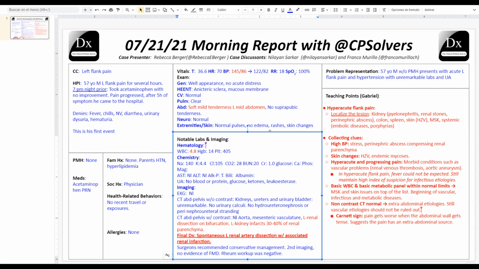One test that could help us is the Carnett sign, which means the pain gets worse when the abdominal wall gets tense, and this suggests the pain has an extra-abdominal source. At the end of the case, the contrast CT showed a left renal artery dissection with associated renal infarction, and that was the final diagnosis. So thank you a lot, guys, for plugging in.